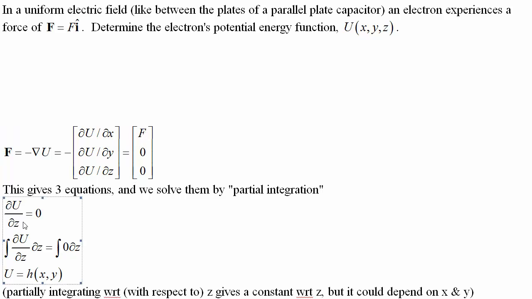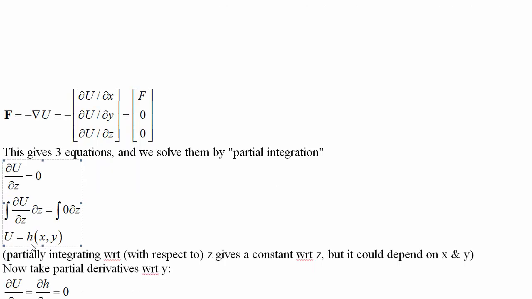We know that del u by del z is 0. We can get u out of this by integrating, except because it was a partial derivative, when we do this integral, we add a constant h, which could depend on x and y, because if there was an x or y term there and we took a partial derivative with respect to z, that would have been killed. Okay, so u doesn't depend on z because del u by del z was 0, but maybe it depends on x and y. Maybe it's a constant with respect to z, but that depends on x and y.